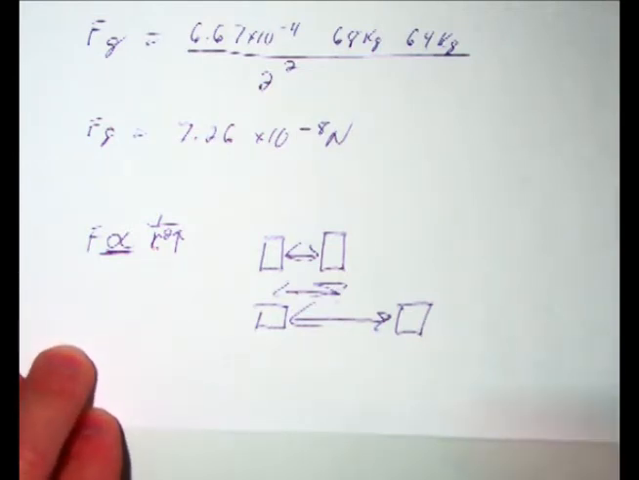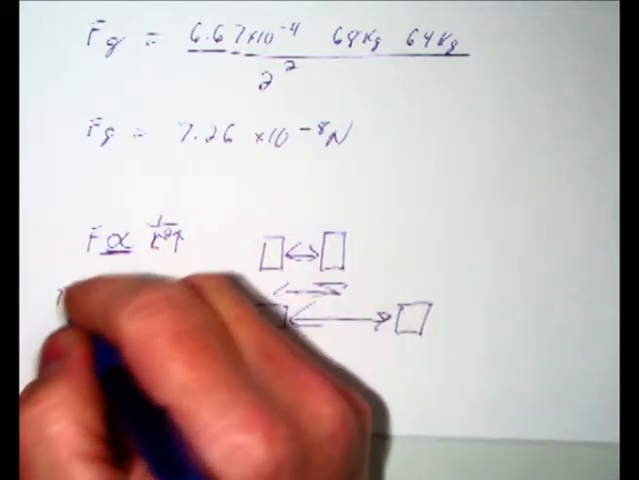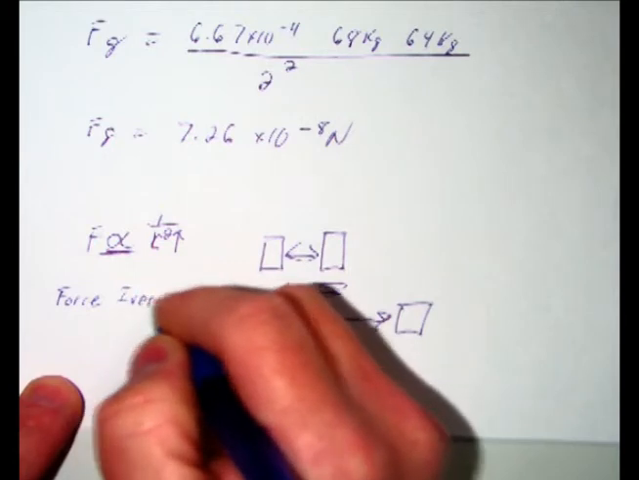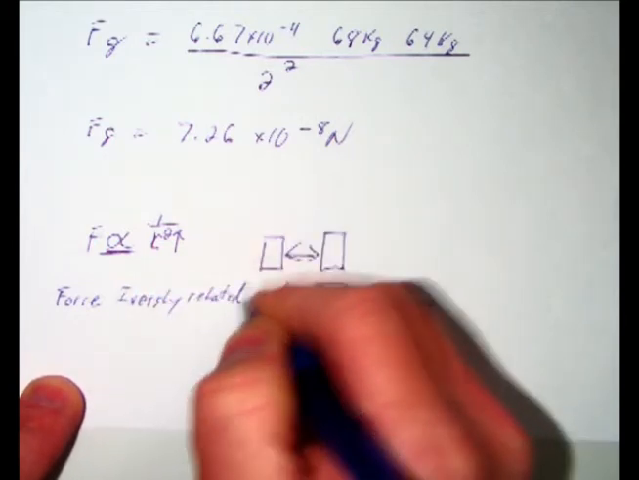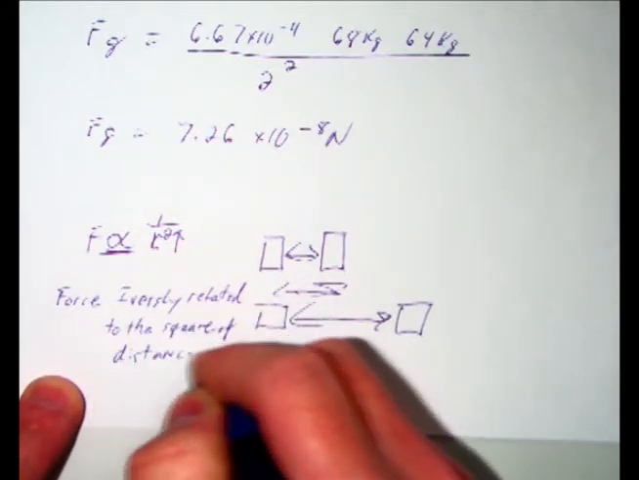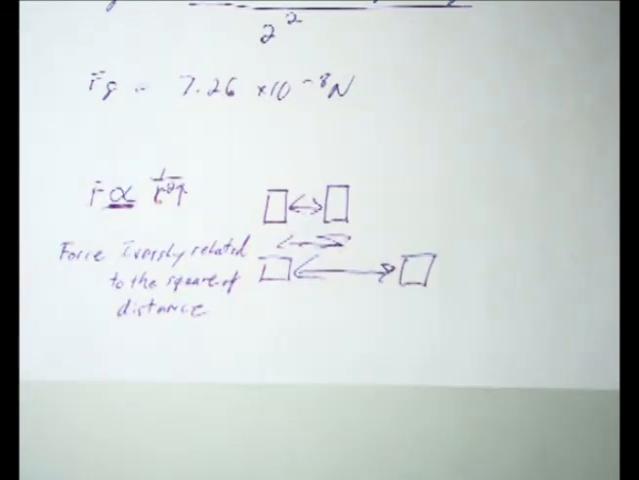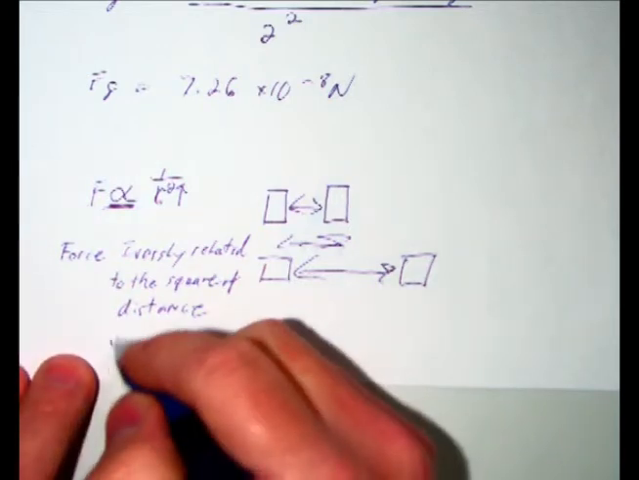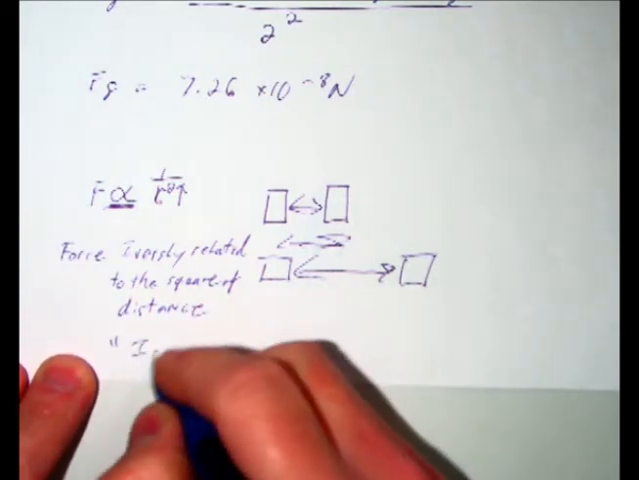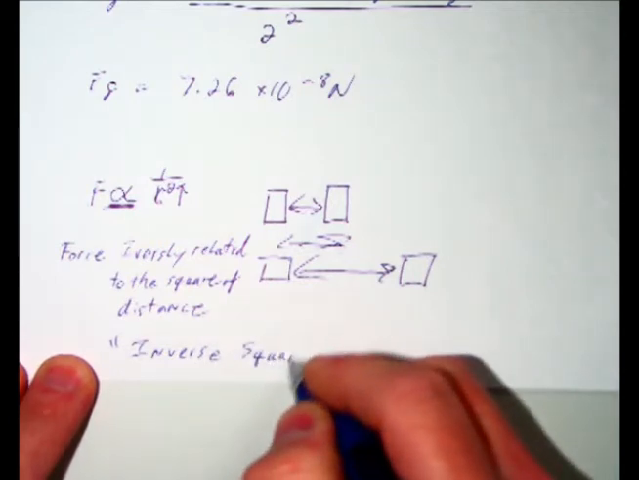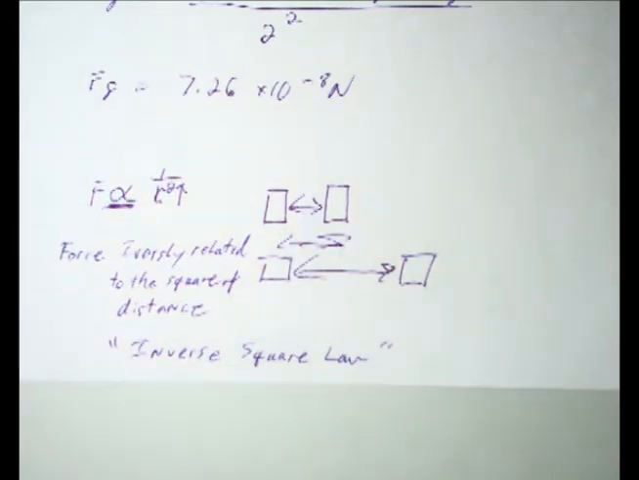Okay? But it turns out mathematically, if we do the math and we make the measurements, what we find out is that it's not simply inversely related. It's inversely related to the exponent of R. It's what's known as the inverse square. So force is inversely related to the square of distance, because you have to take the R and square it in order to figure out how much force is decreased by. That's the hardest part. Okay? Newton's law of universal gravitation has a nickname: it's known as the inverse square law.